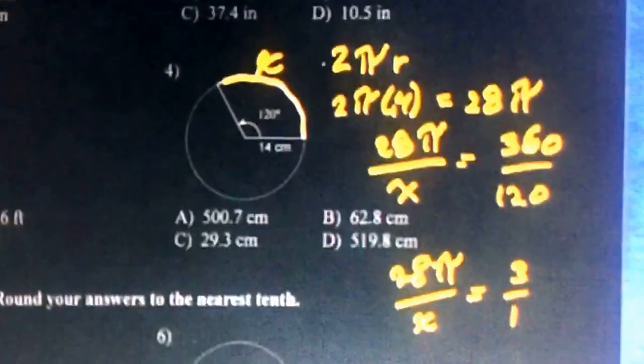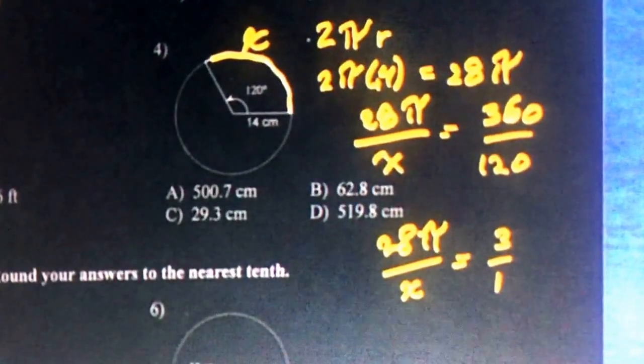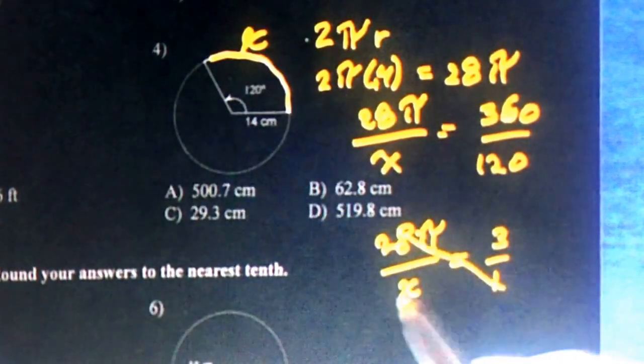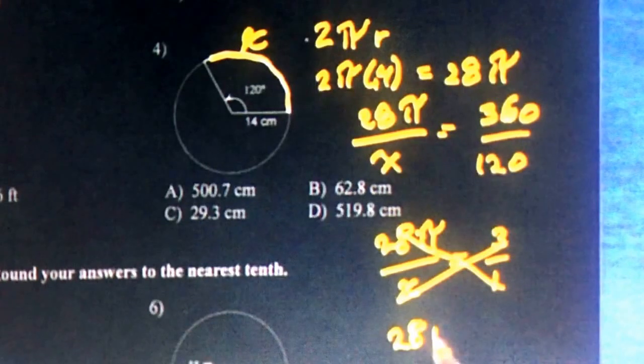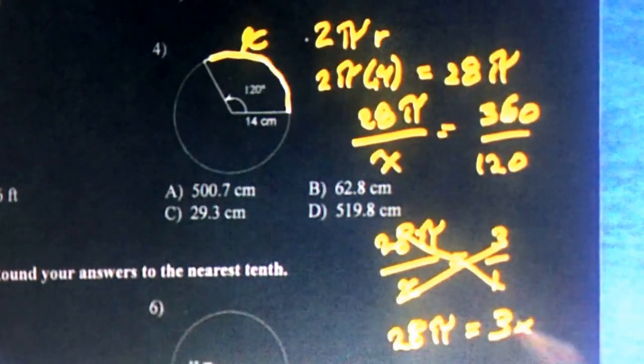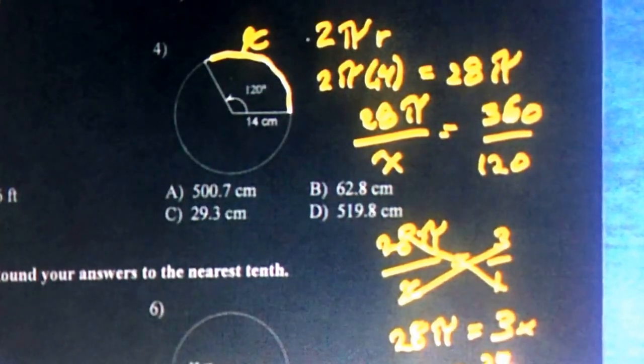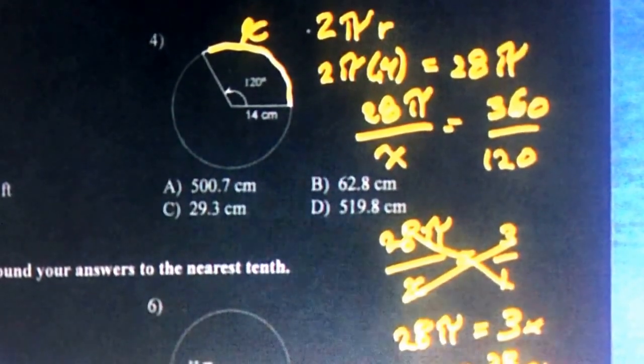And now we can cross-multiply. 28 pi is equal to 3x. X equals 28 divided by 3 pi.